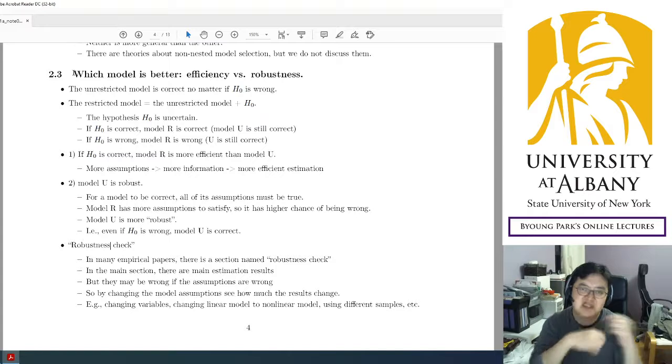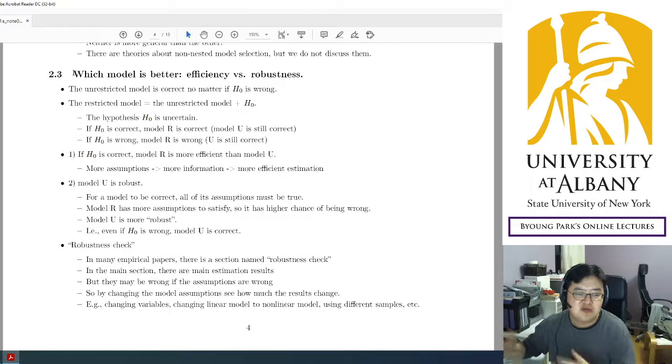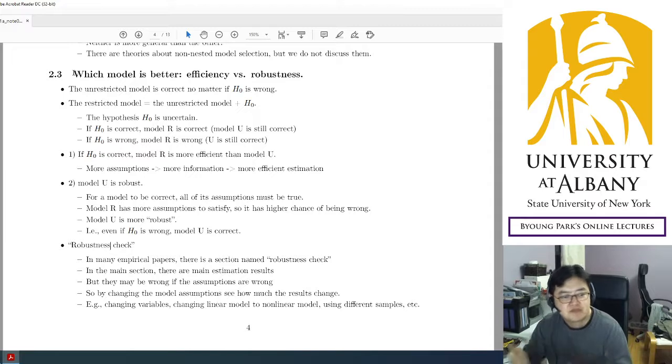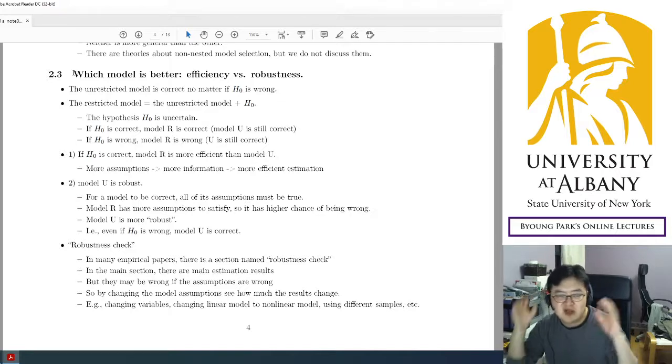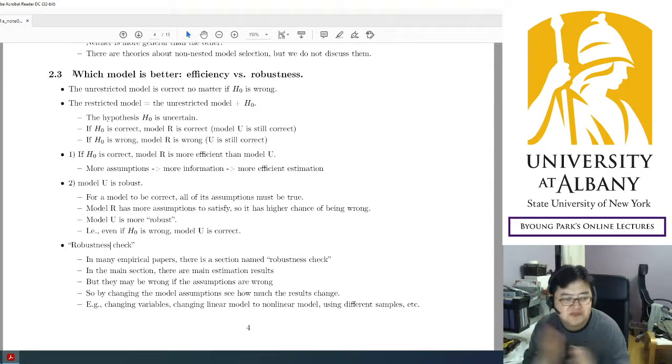So you are changing the assumptions and seeing how your result changes. Ideally, your result should not change even if you change some model assumptions. So for example, changing the variables or changing functional forms or changing the sample, or ruling out or worrying about the outliers, and so on. So by changing the assumptions and the models, you verify your model is robust and your model is not wrong. There is no problem.